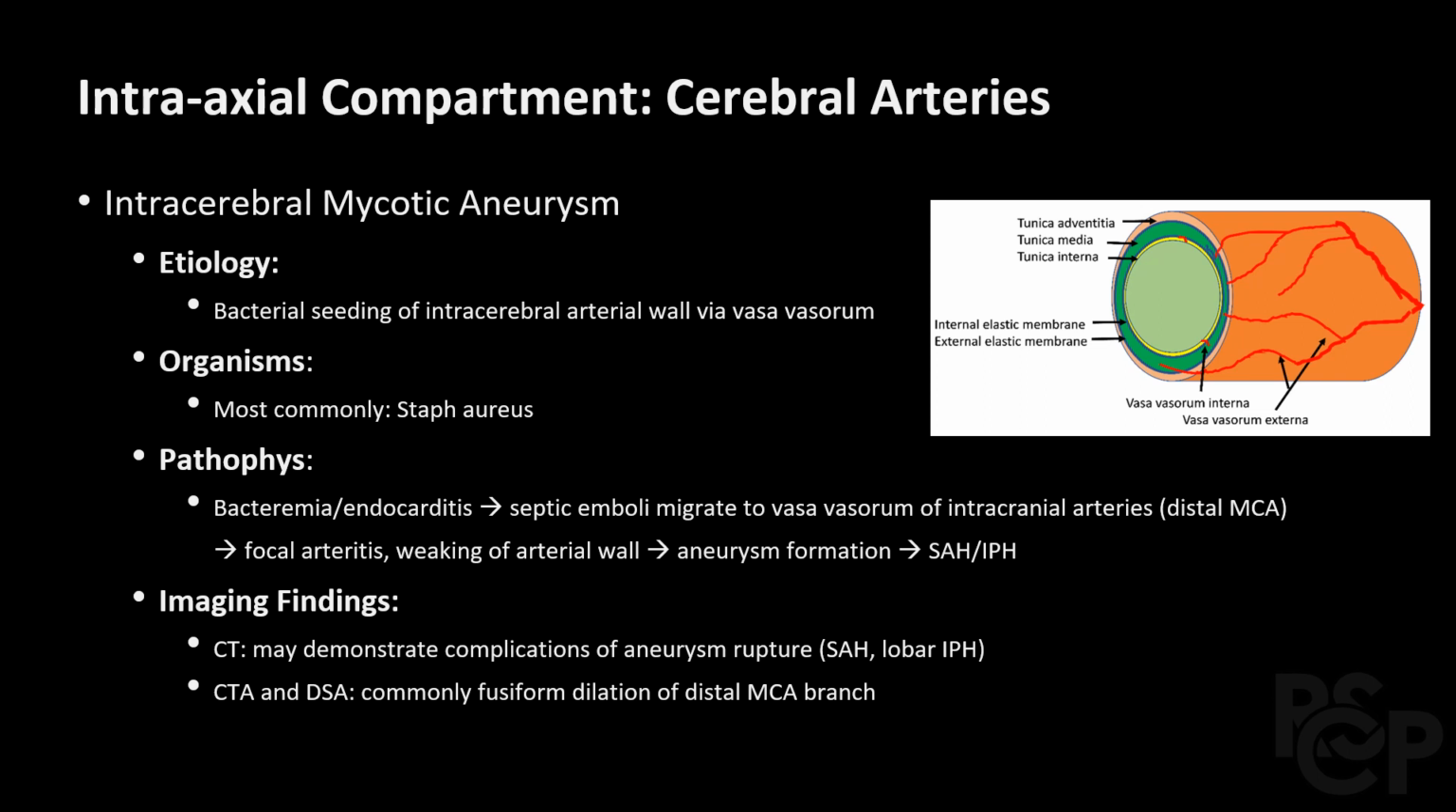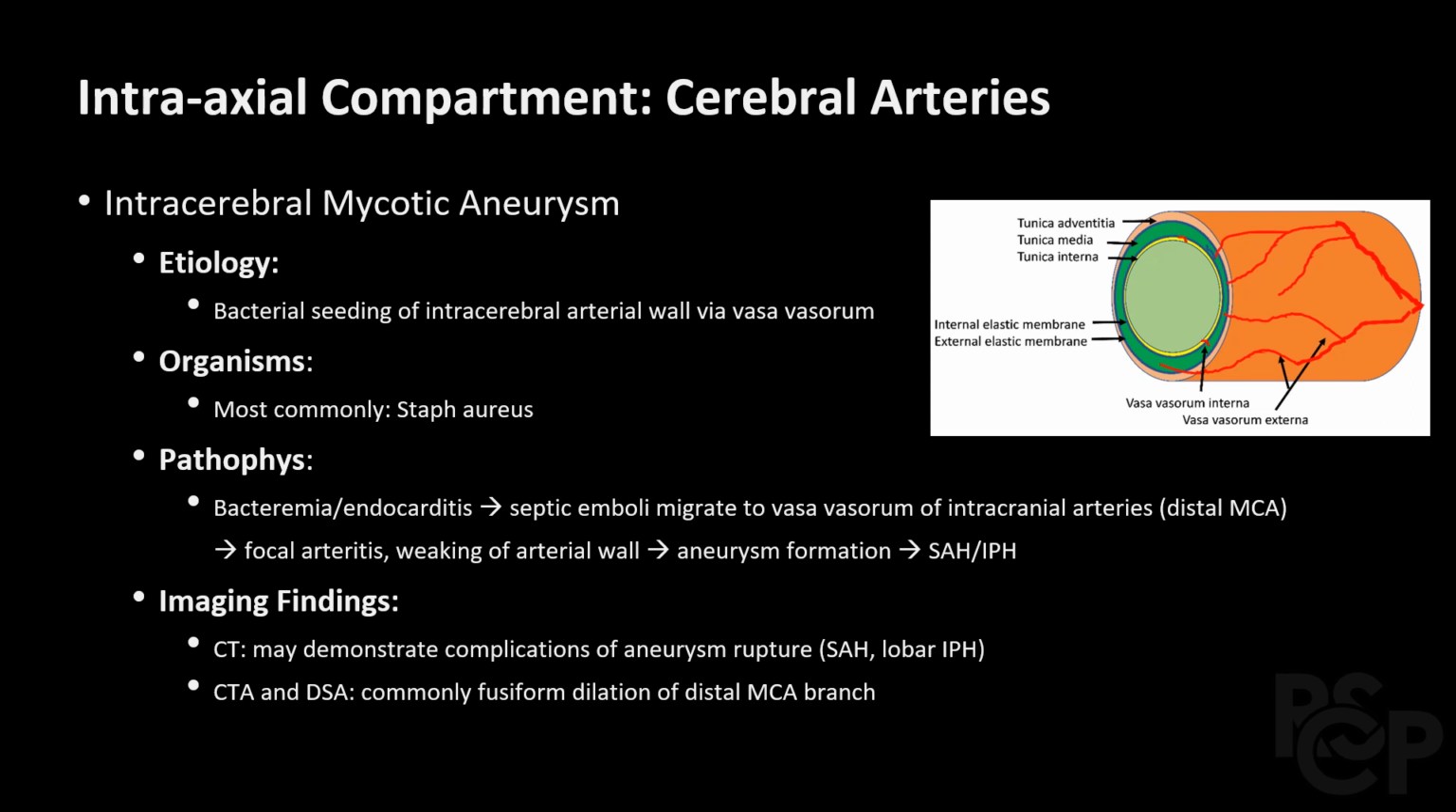This process results in a focal arteritis or inflammation of the arterial wall, which causes it to weaken and causes the formation of a pseudoaneurysm or dilation of the arterial wall. And these aneurysms are weakened, they're susceptible to high arterial blood pressures, and this can cause rupture of the aneurysm, which can be catastrophic, can manifest as subarachnoid hemorrhage or intraparenchymal hemorrhage, which can cause rapid neurologic compromise and can be fatal.